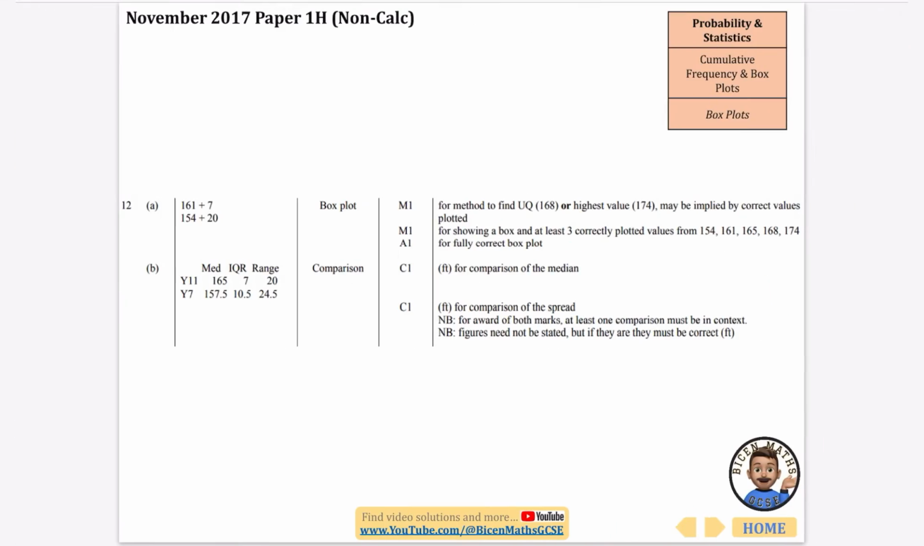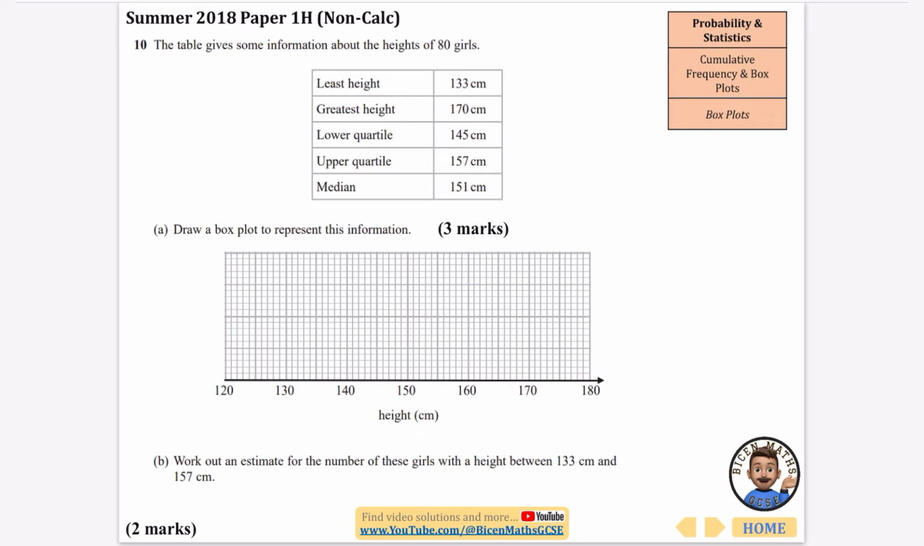So we've got the box plot drawn with our extra bits of information here, and then a comparison of the median and a comparison of the spread. It says for the award of both marks, at least one comparison must be made in context. What I mean by context there is just the height, really, saying it's in centimetres or height. Okay, pretty straightforward. We're just going to draw a box plot, and then we're going to do an estimate for the second part of the question.